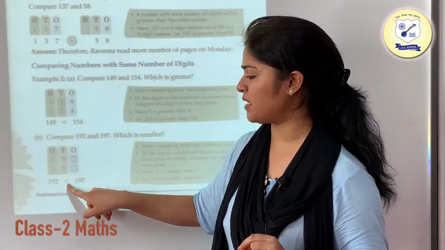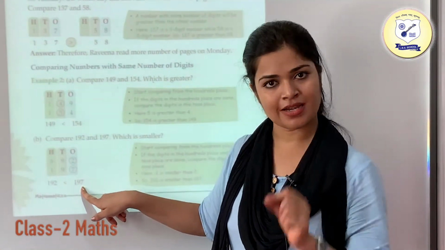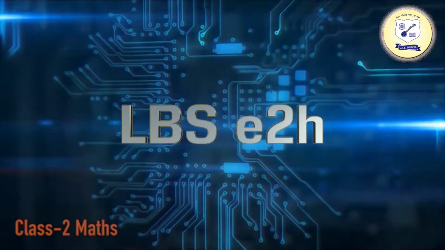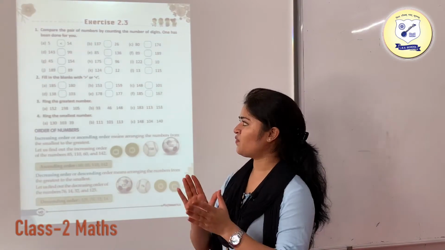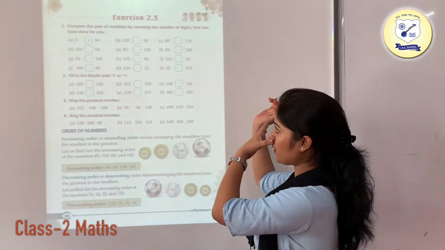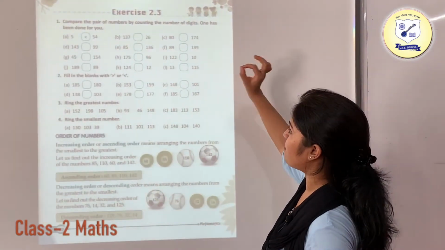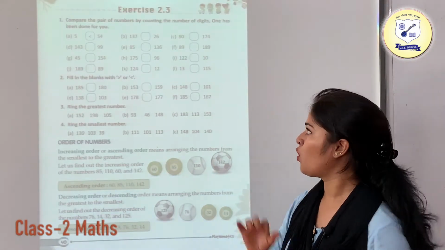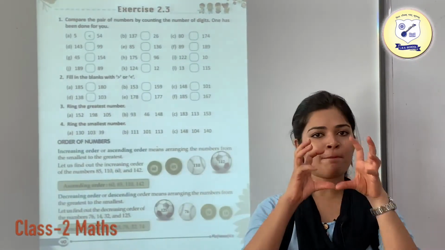So we have kept this sign since 197 is greater than 192. Okay, so since this exercise is based upon what we have learned till now, what we are going to do is compare the pair of numbers by counting the number of digits. One has been done for you. What you should do is just compare the numbers.